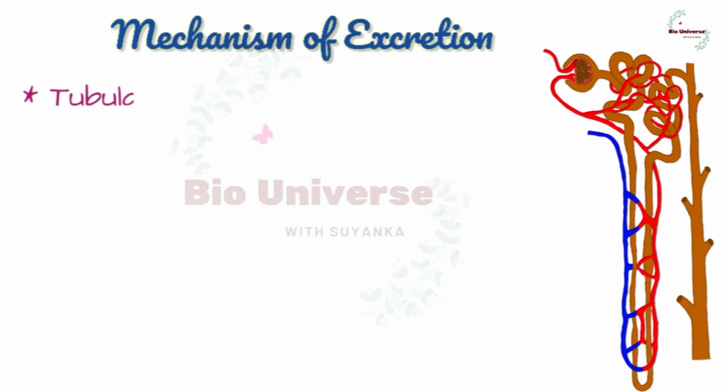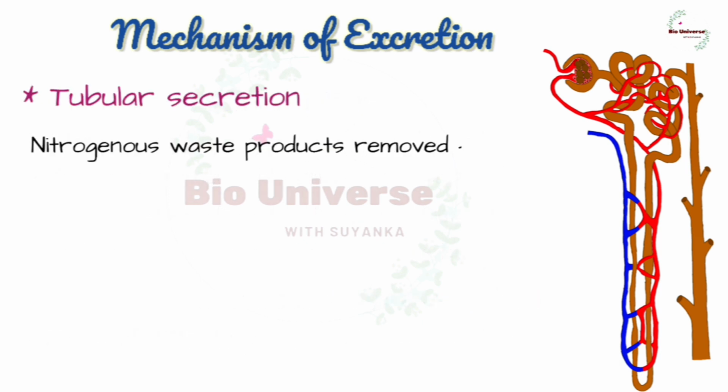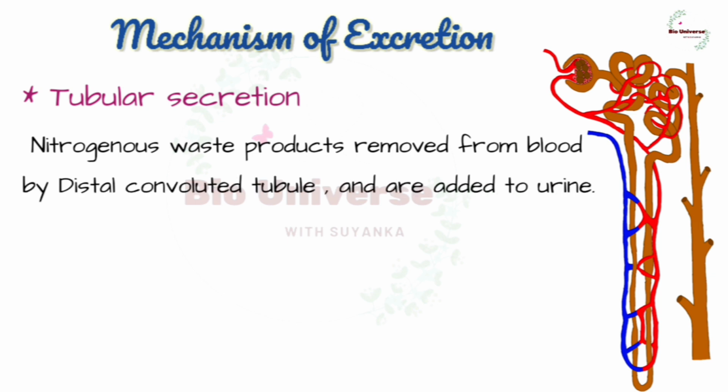Some nitrogenous waste products like creatinine and some other substances like potassium ions are removed from the blood by the distal convoluted tubule and are then added to the urine. This is called tubular secretion.